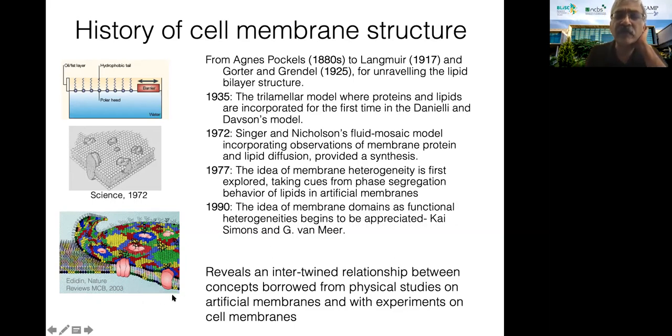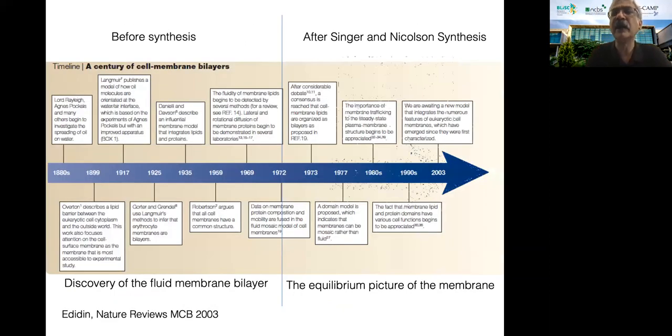Mike Edidin, much later, recognized that the membrane of a cell doesn't simply exhibit phase segregation, because otherwise you'd have the same sorts of domains everywhere. But indeed, the membrane of a cell has multiple different types of domains. And so he said that the membrane of a cell has this patchwork quilt kind of a model.